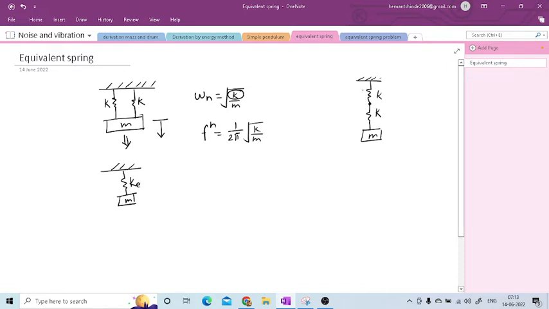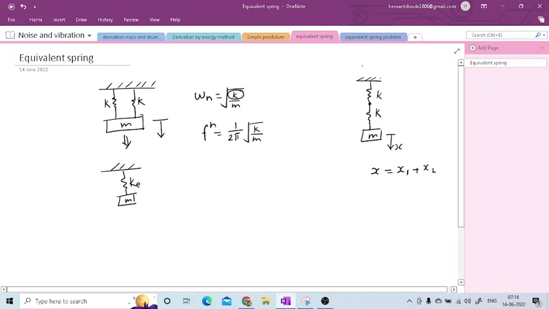Now in this combination, the total displacement of this mass is x. Then there will be a small deflection of the first spring, then a small deflection of the second spring, and the total deflection will be x. So here we can write x is equal to deflection of spring 1 plus deflection of spring 2. Means in series combination, the total deflection will be the addition of the deflection of each spring.